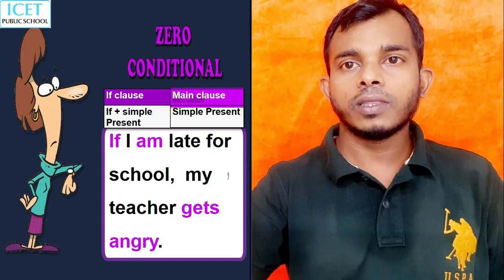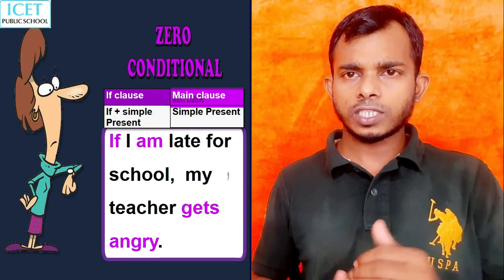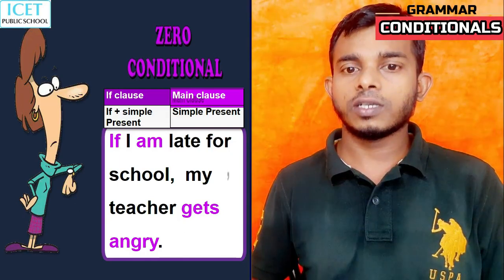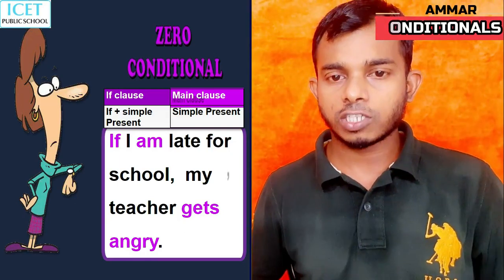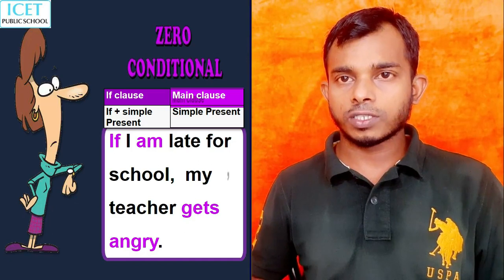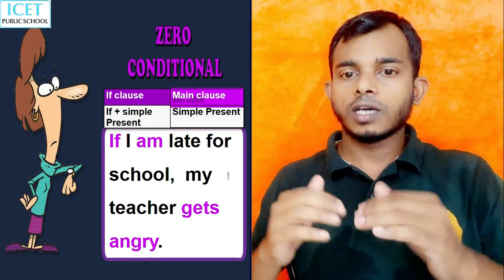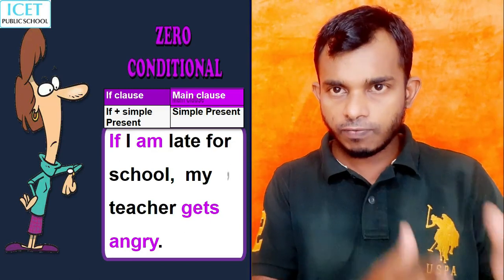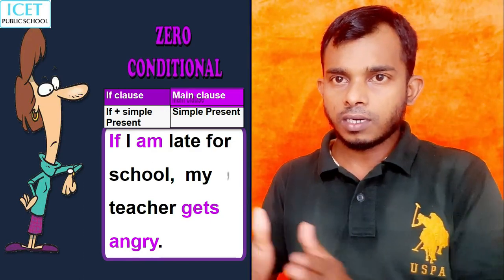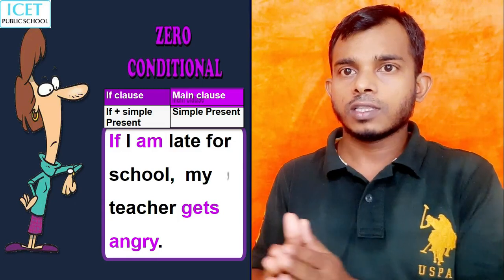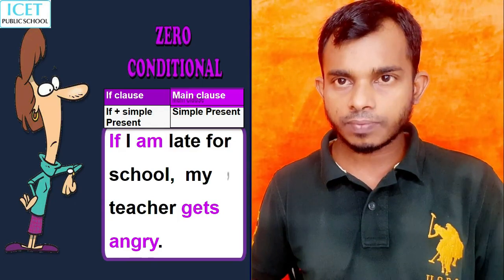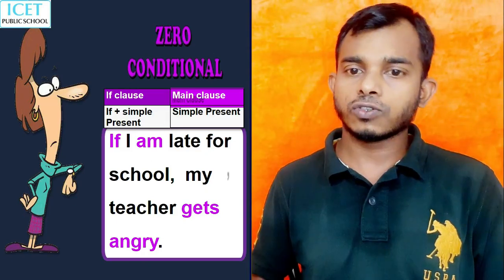Clear? Then the first type of conditional sentence is the zero conditional. In zero conditionals, the if clause will be in simple present tense. The part of that sentence after if will be in simple present tense. In the main clause also, the same way.